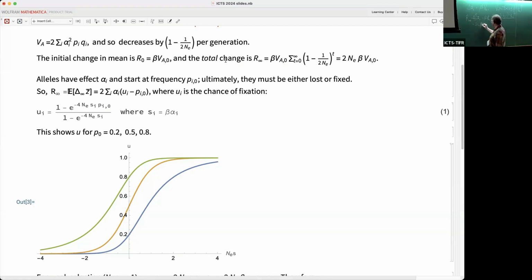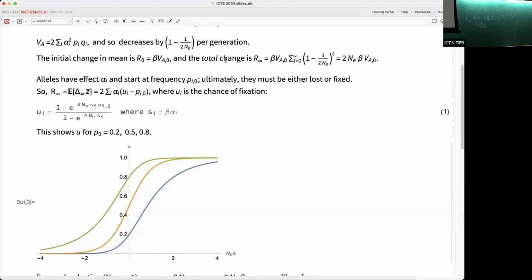So this selection gradient times the additive variance in the first generation is just the change in mean in the first generation. And what this is saying is that because the additive variance is decreasing over a time scale of 2Ne generations, the total change summed until we've run out of variation, everything's stopped, that's just 2Ne times the initial change. Okay, so really, really simple formula.